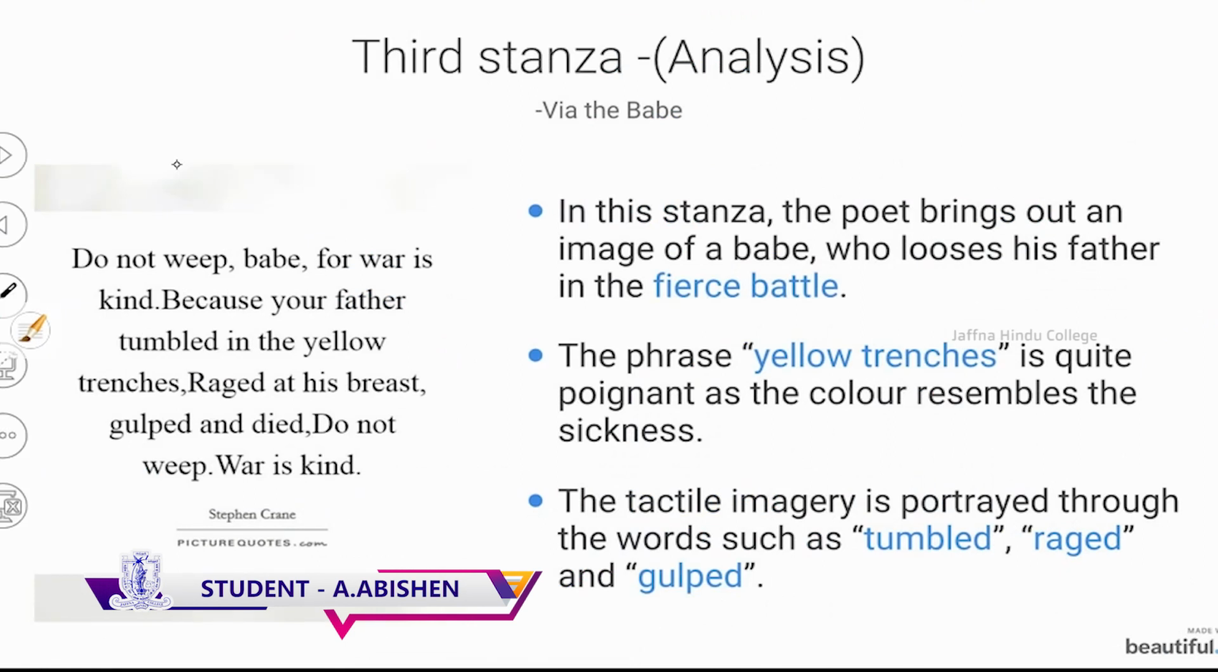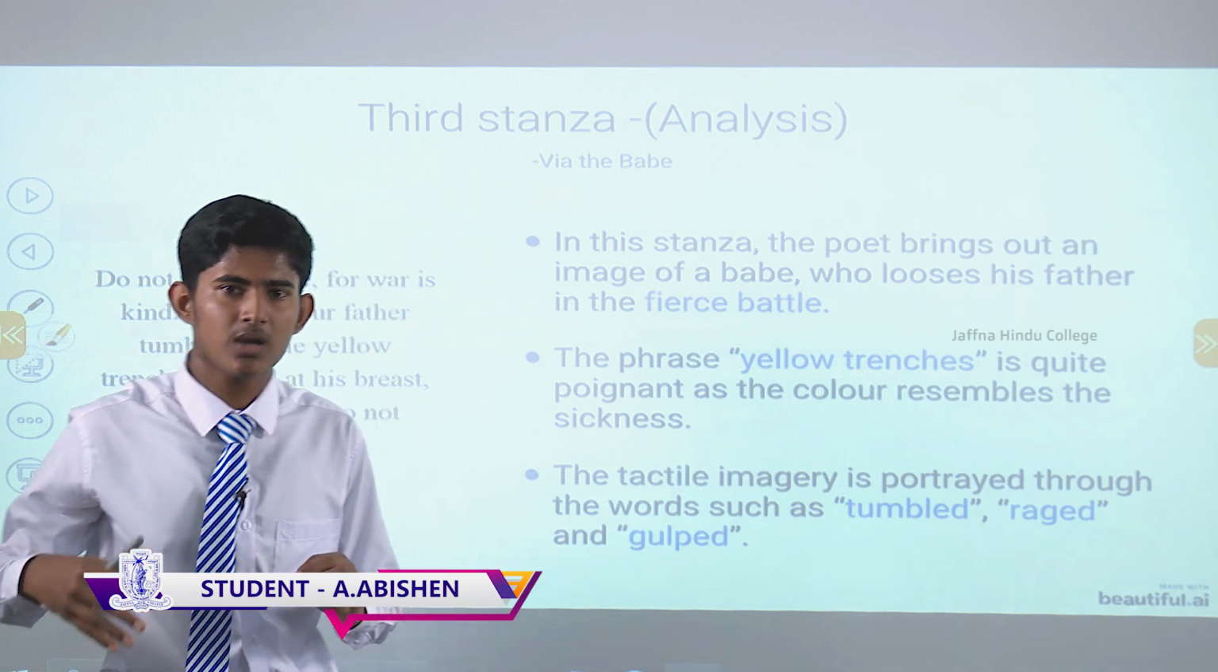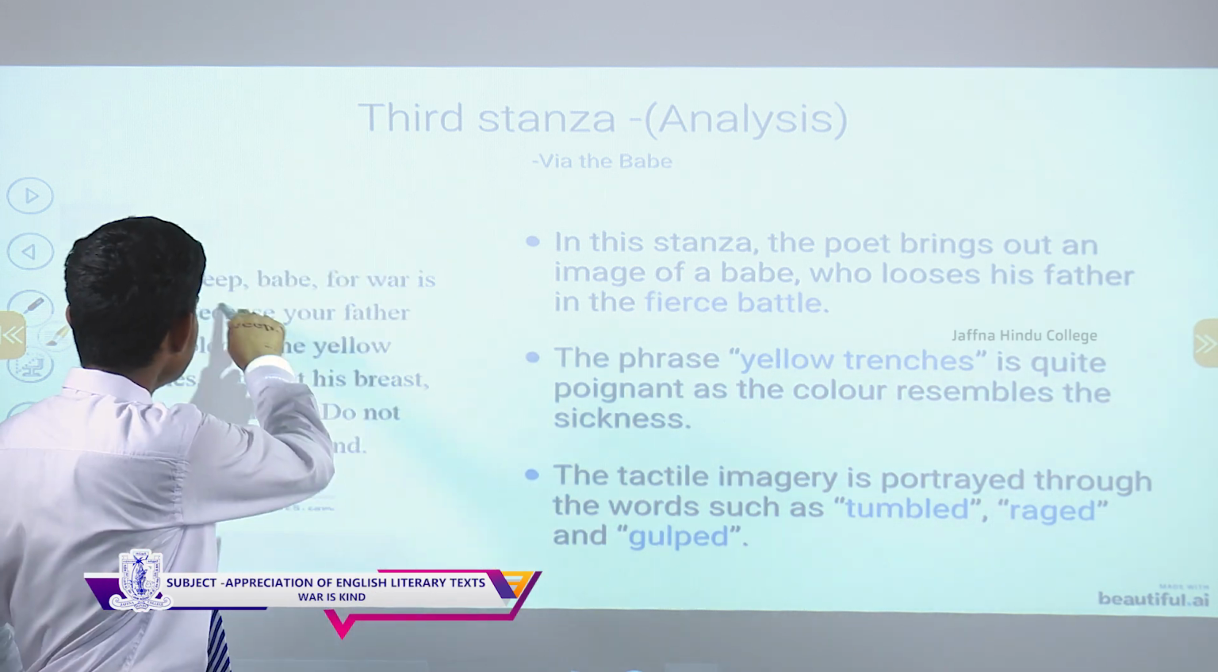Moving to the next slide, third stanza analysis. Do not weep, babe, for war is kind, because your father tumbled in the yellow trenches, raged at his breast, gulped and died. Do not weep, war is kind. Here we can see how the poet is calling a baby. Actually, babe means a baby.